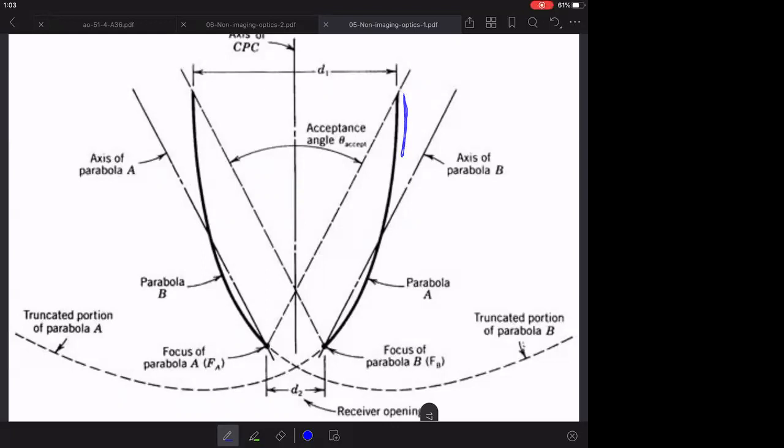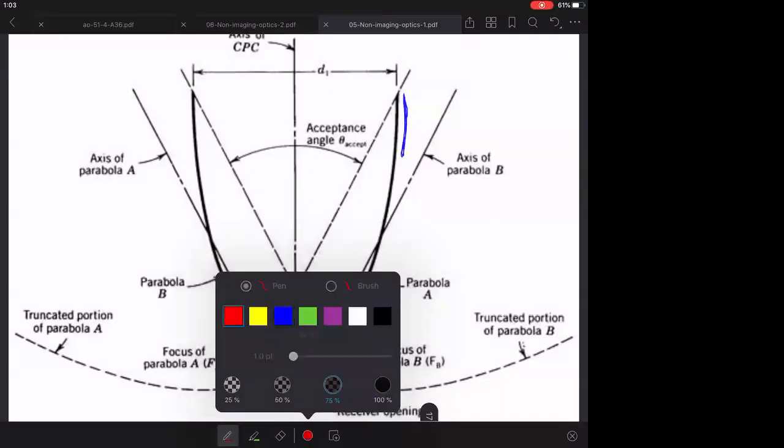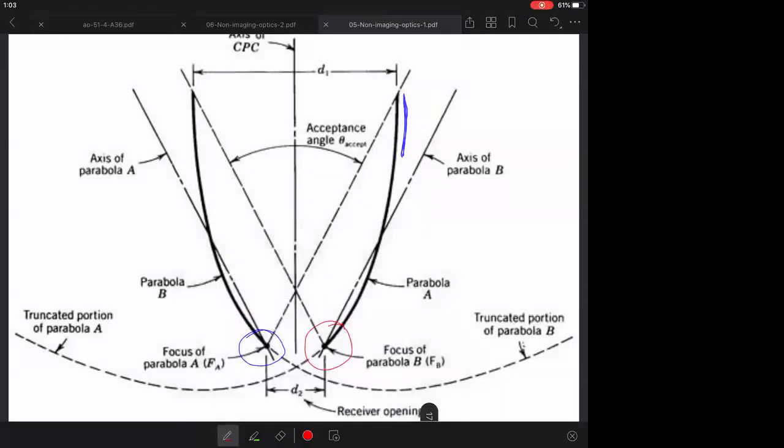And this forms the compound parabolic concentrator, or a CPC. You can see the focus of the parabola on the right is over here, and the focus of the parabola on the left is over here. The focus is where the edge rays get focused, exactly the same as what we talked about in the very first slide. Edge ray principle. So we're ensuring that the edge rays go to the edges of the receiver. So keep in mind, this is the receiver.